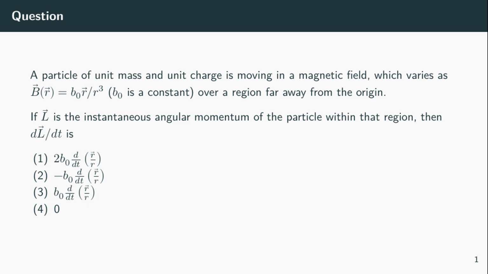If we let vector L be the instantaneous angular momentum of this particle within that region, the question asks us to find the rate of change of the angular momentum with respect to time, or d vector L by dt. And here are the options. Option 1 is 2 B0 times d by dt of the vector r over r. Option 2 is minus B0 times d by dt of the vector r over r. Option 3 is B0 times d by dt of the vector r over r. And option 4 is 0.